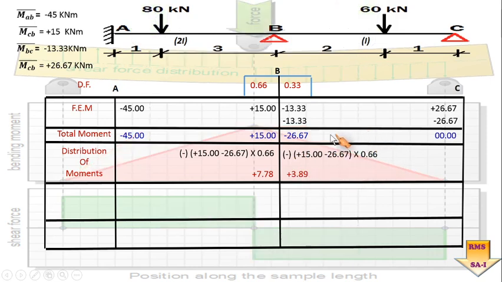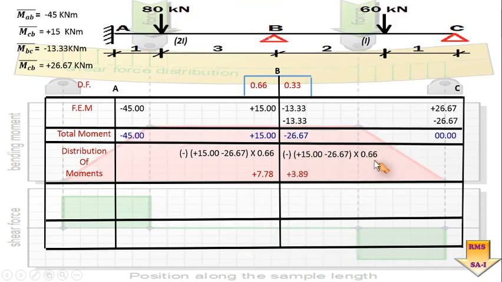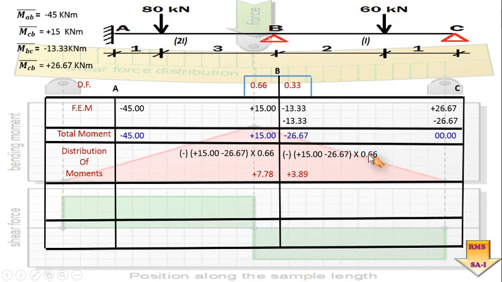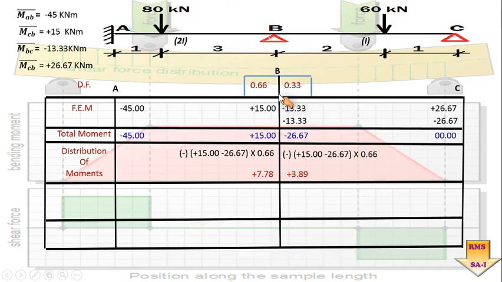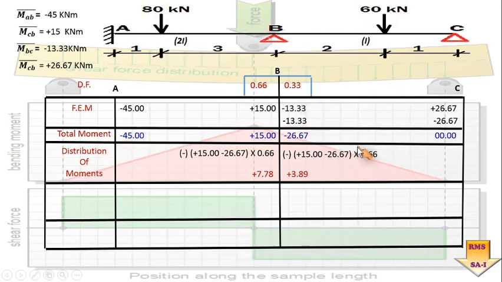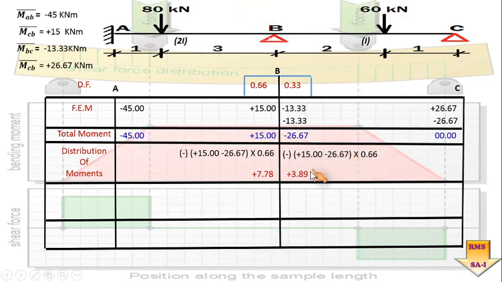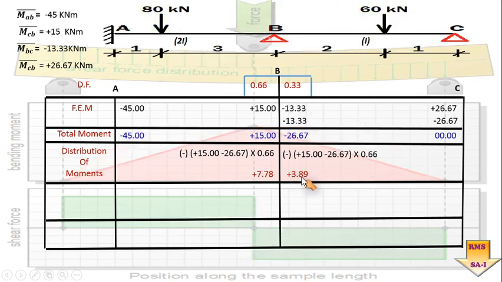So once again, I apologize that I have committed a mistake here, that is not 0.66, it is 0.33, as the distribution factor for BC is equal to 0.33, so it is to be multiplied with that individual distribution factor. So this value came out to be equal to plus 3.89.